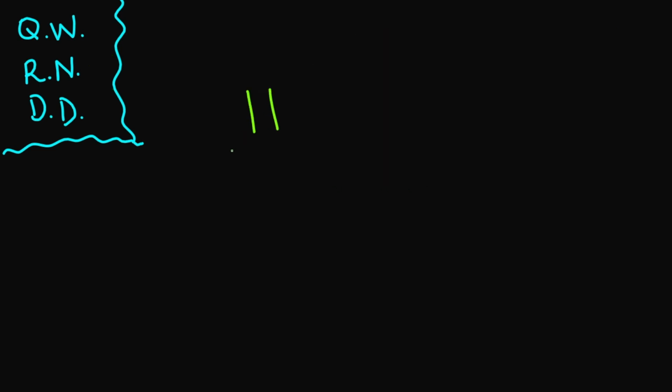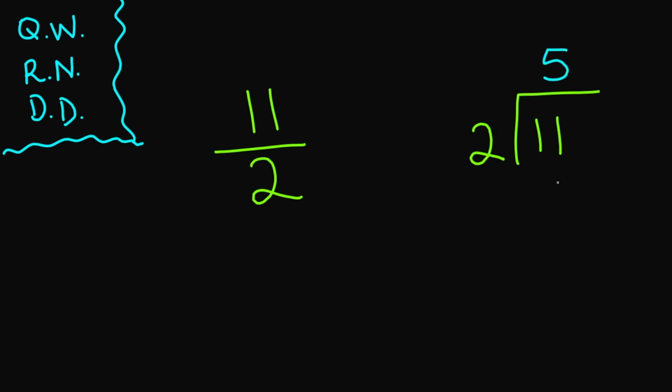Let's try one more example. 11 over 2. So my 11 is on the inside, 2 on the outside. 2 goes into 11 how many times? It goes in 5 times. 2 times 5 is 10. 11 minus 10 is going to equal 1.